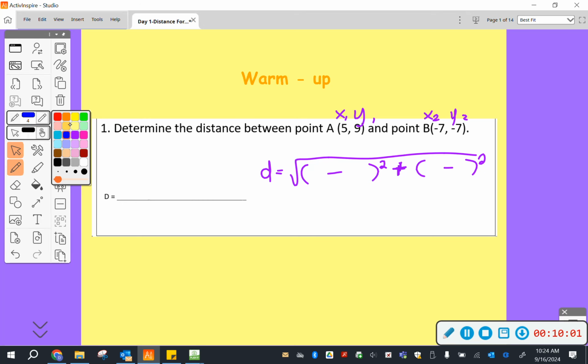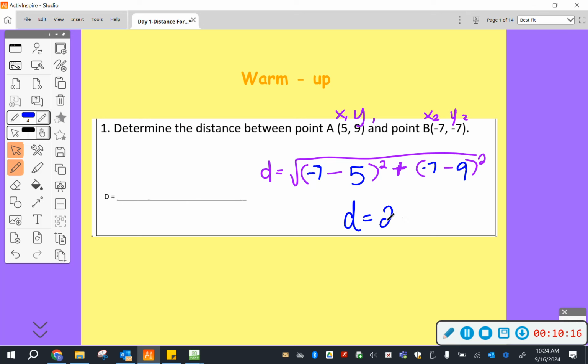All right, what's our x2? And our x1? Y2? Y1. When we plugged that in the calculator, what did we get? 20 is our answer.